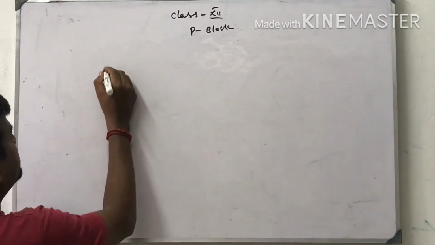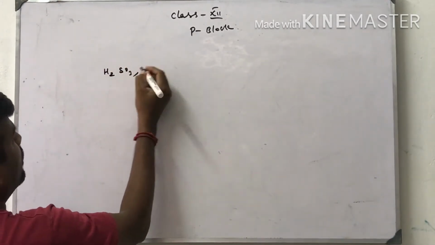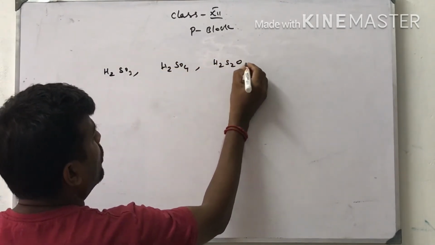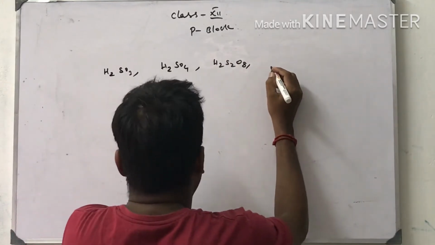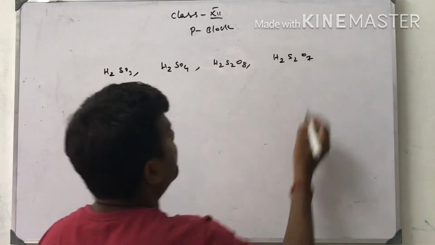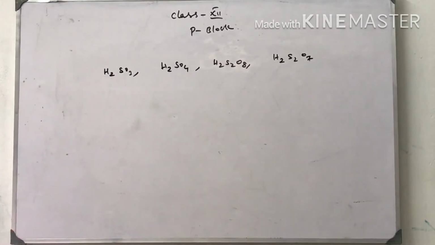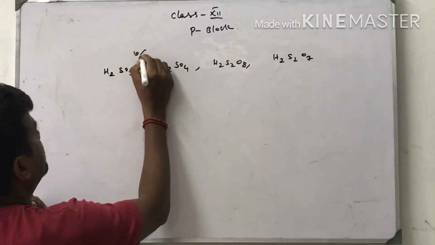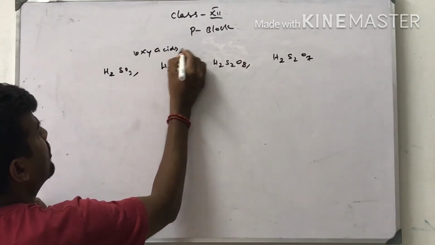For example, there is H2SO3, H2SO4, H2S2O8, which is peroxydisulfuric acid, and H2S2O7. Simply, in your textbook they give these 4 structures as the oxyacids of sulfur.